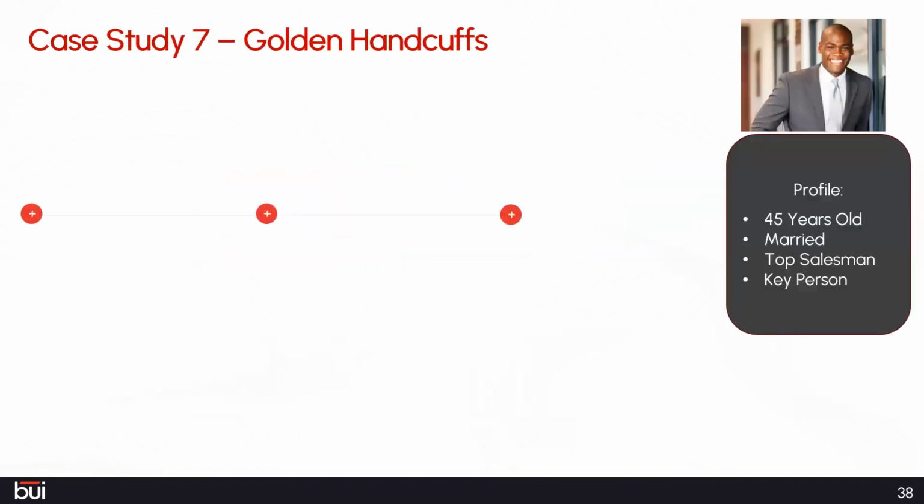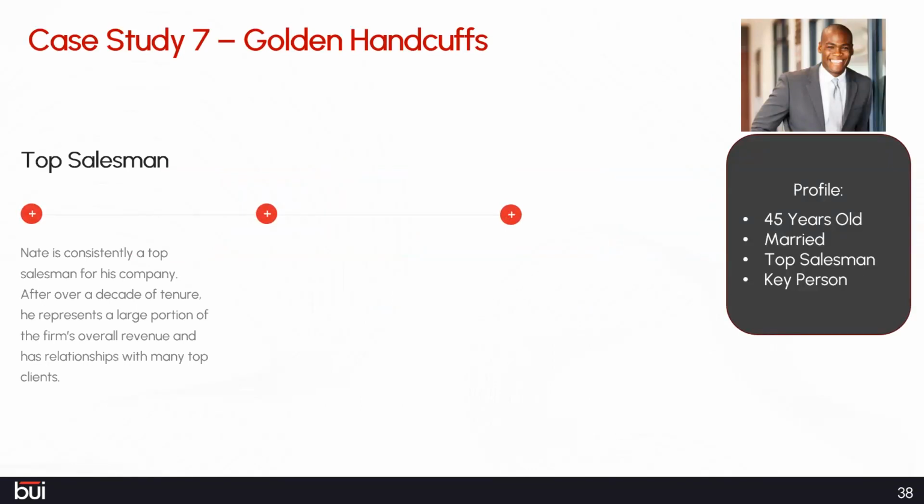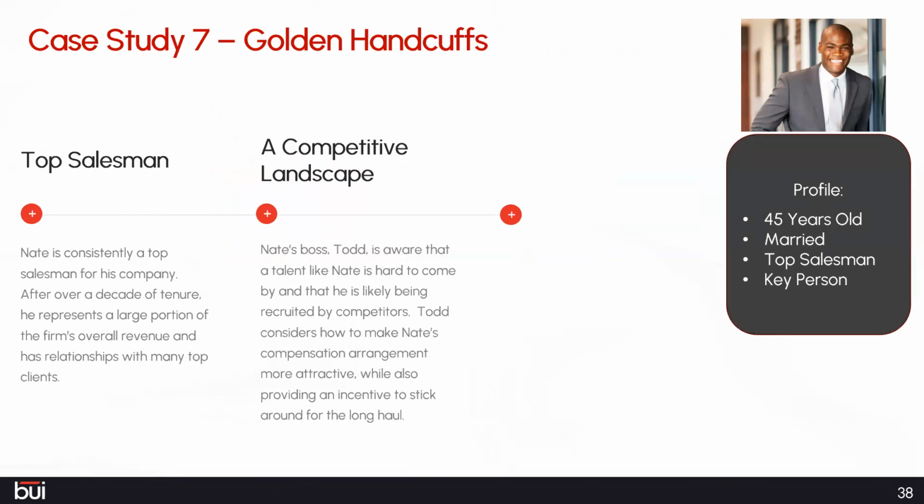So our last case study here, we have Nate. Nate is a top salesperson for his company. After over a decade, he represents a large portion of the firm's revenue. He also holds key client relationships. Nate's boss, Todd, recognizes that Nate is an all-star performer. He recognizes that he is attractive to competitors, and he wants to make Nate's compensation arrangement more attractive and really provide him with an incentive to stick around.